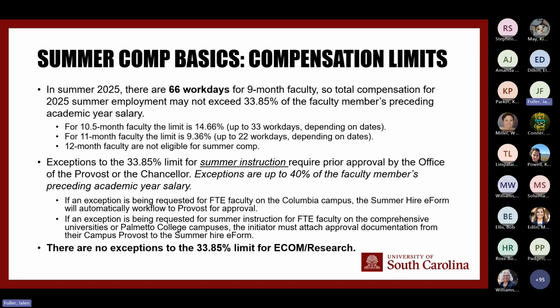However, I want to be clear that this is for 9-month faculty. Our 10.5 and 11-month faculty members' limits are going to be prorated for their longer pay basis. So for 10.5-month faculty, the limit is going to be 14.66%, which is up to 33 work days, depending on their specific dates. For 11-month faculty members, the limit is going to be 9.36%, so up to 22 work days, depending on their personal dates. And then, of course, 12-month faculty members are not going to be eligible for summer comp. Again, dual assignment, FOV, whatever's applicable.